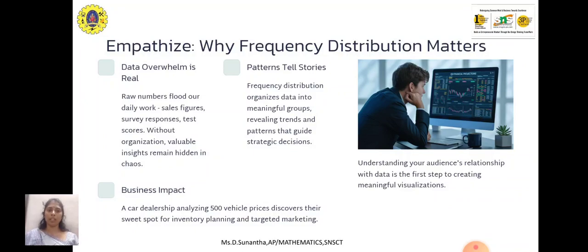Next is business impact. A car dealership analyzing 500 vehicle prices discovers their sweet spot for inventory planning and targeted marketing. So understanding your audience's relationship with data is the first step to creating meaningful visualization.